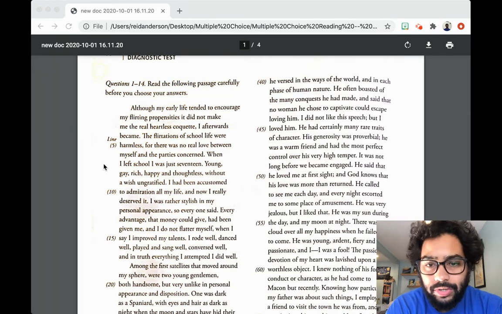He had certainly many rare traits of character. His generosity was proverbial. He was a warm friend and had the most perfect control over his very high temper. It was not long before we became engaged. He said that he loved me at first sight, and God knows that his love was more than returned.